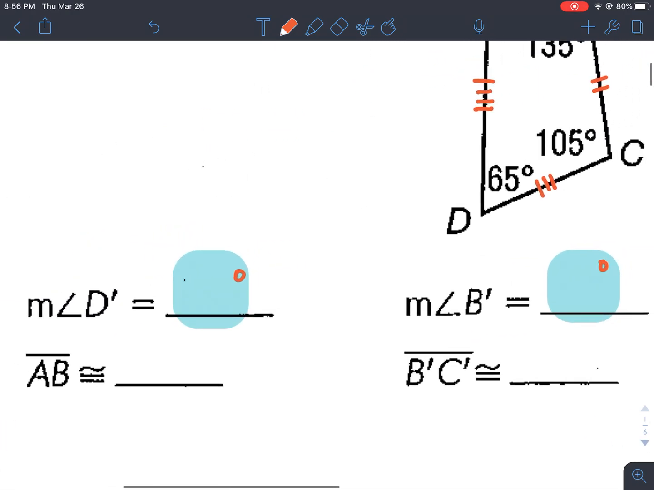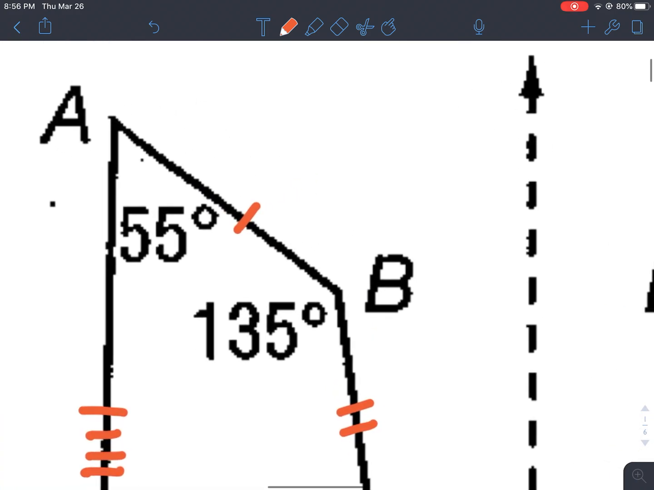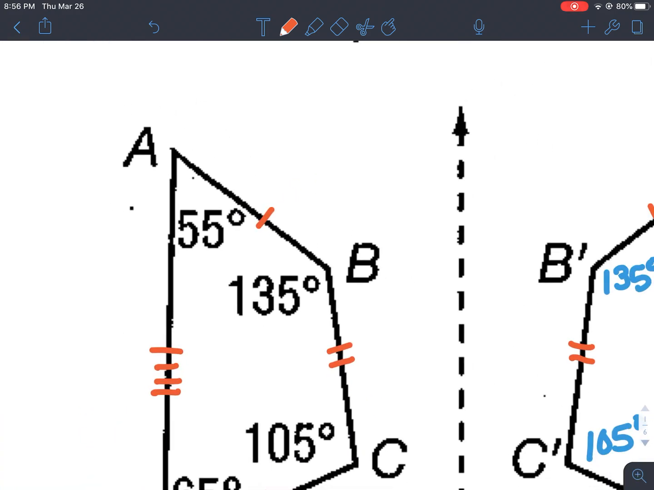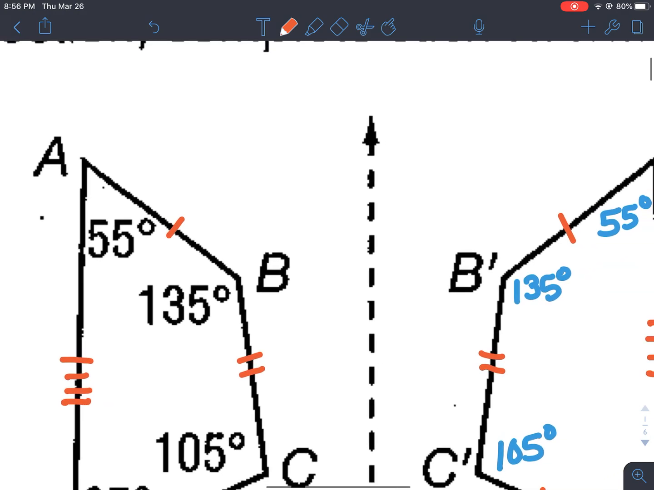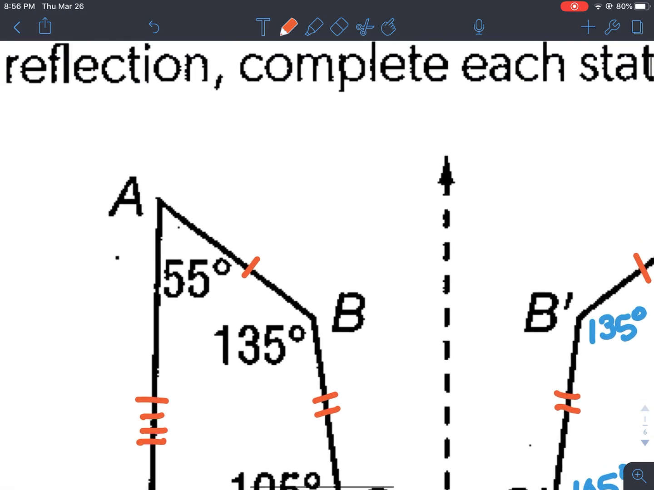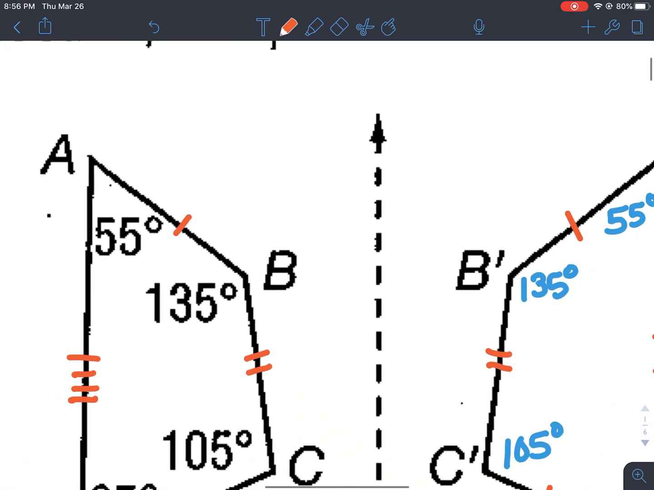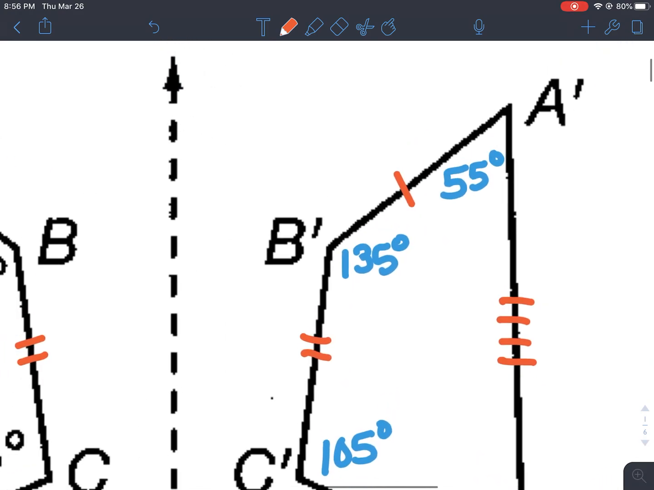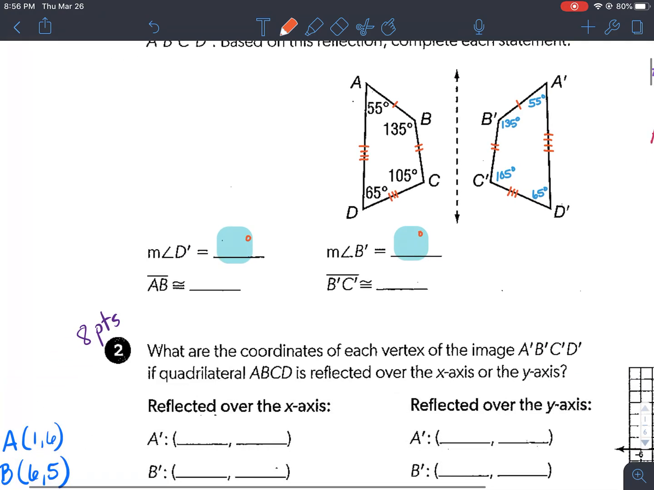Okay, AB. They want to know what side AB is congruent to. So find the side in this figure over here. AB has 1 tick mark. So find the side over here that has the same amount, and then go ahead and write that down over here. And don't forget the line up above.